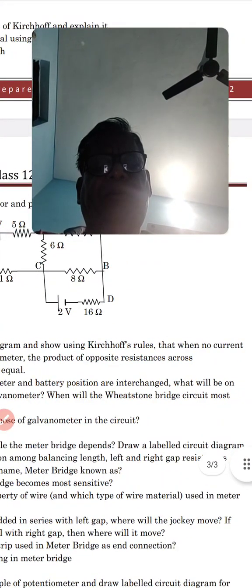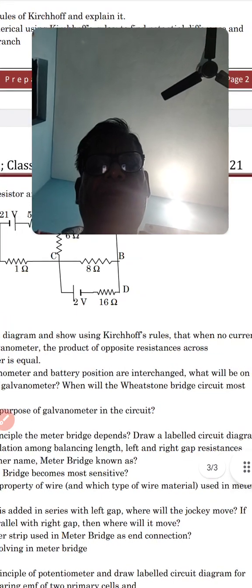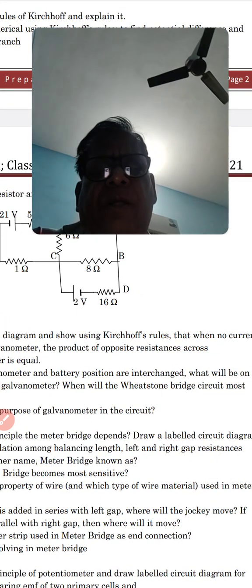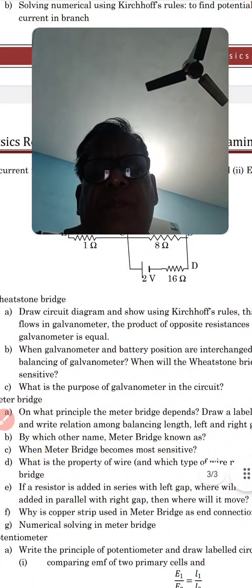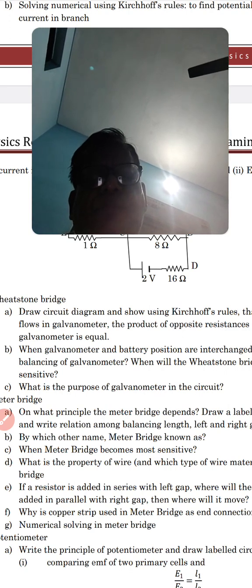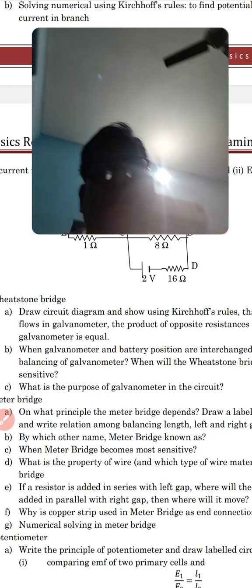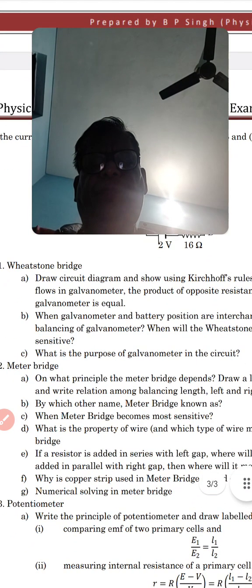When will the Wheatstone bridge circuit be sensitive? It will be sensitive when the orders of the resistances are the same. What is the purpose of the galvanometer in the circuit? To measure the deflection, and at the null position there will be no deflection.